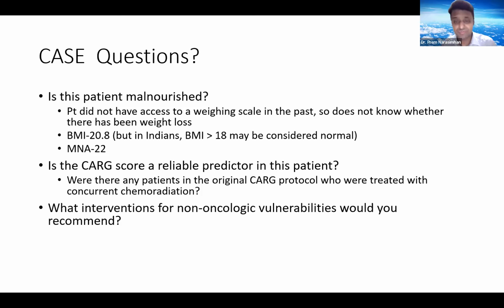Okay, what interventions for the non-oncological vulnerabilities would you want to recommend? Dr. Pradeep and Dr. Joyita, and then we'll have a final word as well from the oncologists.